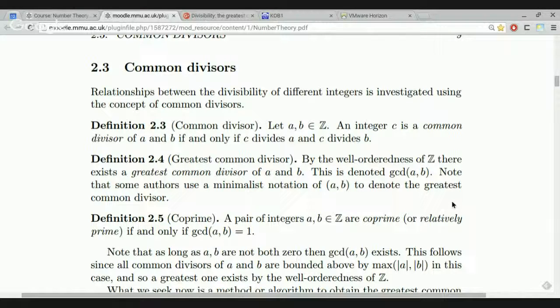So that means we can talk about definition 2.4, which is the greatest common divisor. And it is exactly what it says it is. The greatest common divisor of a pair of numbers is simply the largest number that divides both of them. The largest number that is a common divisor of the two of them. So the greatest common divisor of 210 and 98: 14 is the largest number that is a common divisor of 210 and 98.